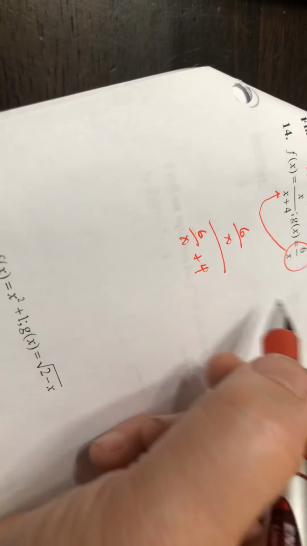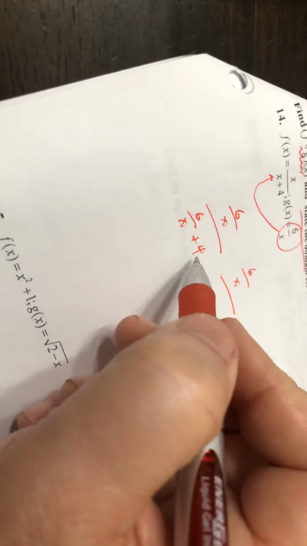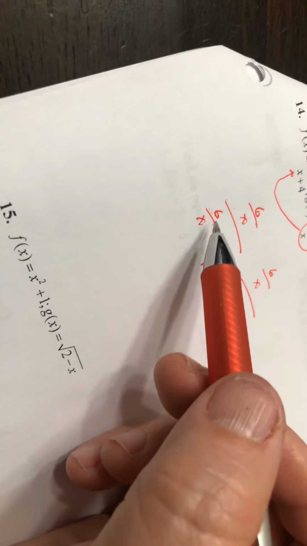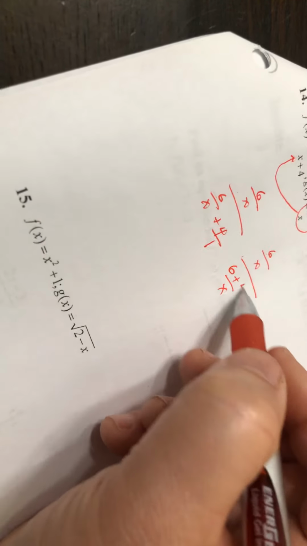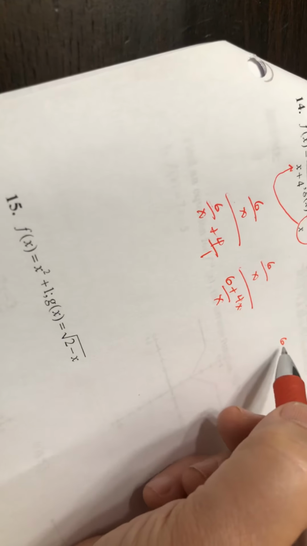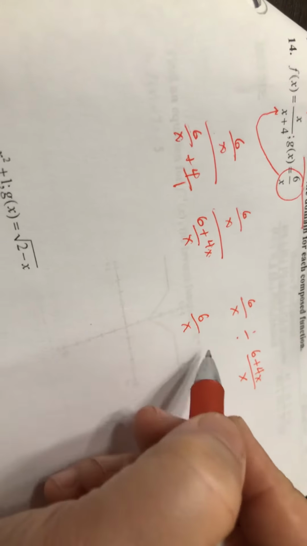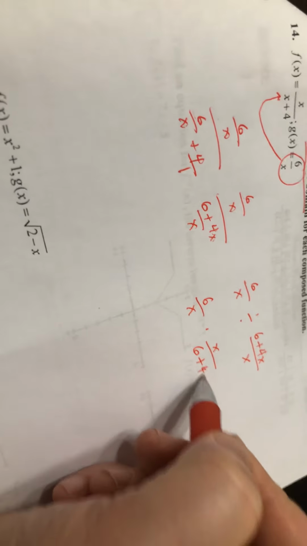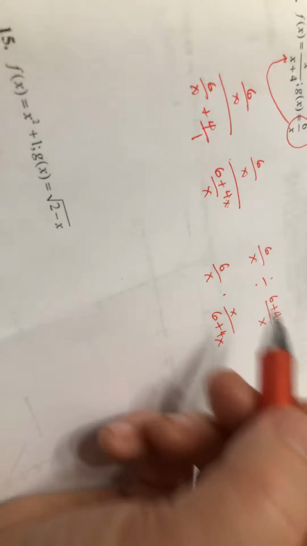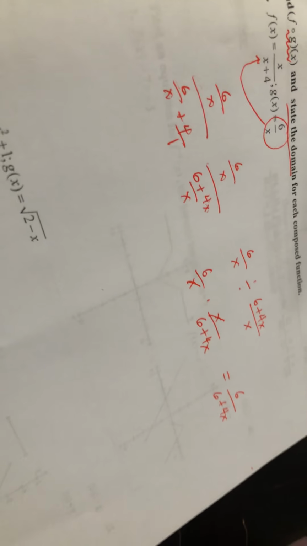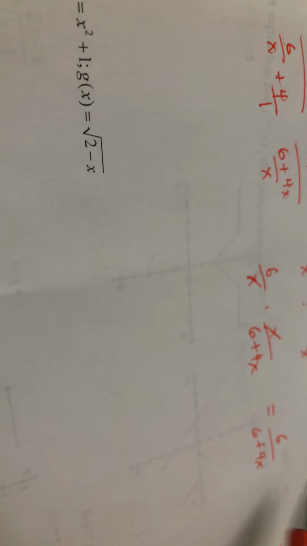And the top is in good shape. The bottom needs to have a common denominator of x. And so that becomes 6 plus 4x over x. So that means 6 over x divided by 6 plus 4x over x. And remember that's 6 over x times x over 6 plus 4x. And so the x's cancel, and so you get 6 over 6 plus 4x. So that is your answer. You cannot cross out the 6's.